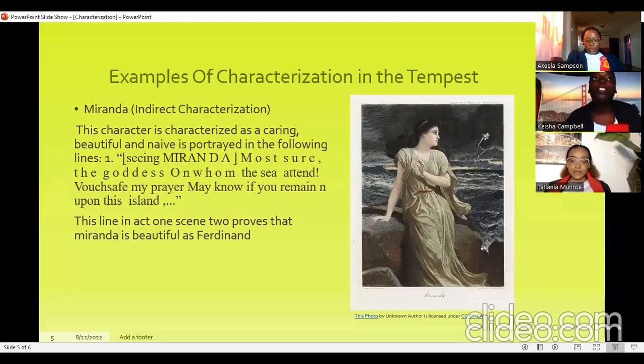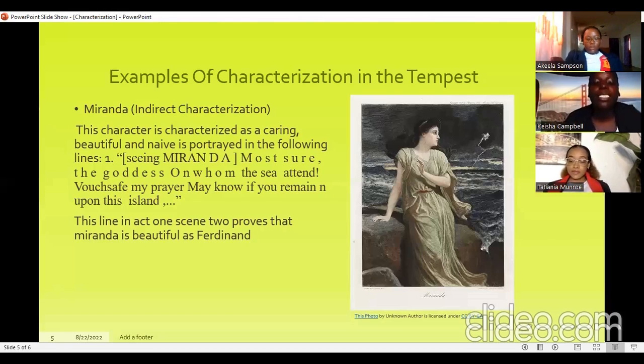Yes, Matthew, indirect and direct characterization. Matthew, can you tell me what direct characterization is? I like that answer. Direct characterization is when they give you exactly what it is about this person. For example, Miranda is a beautiful girl. So that is a direct characterization.